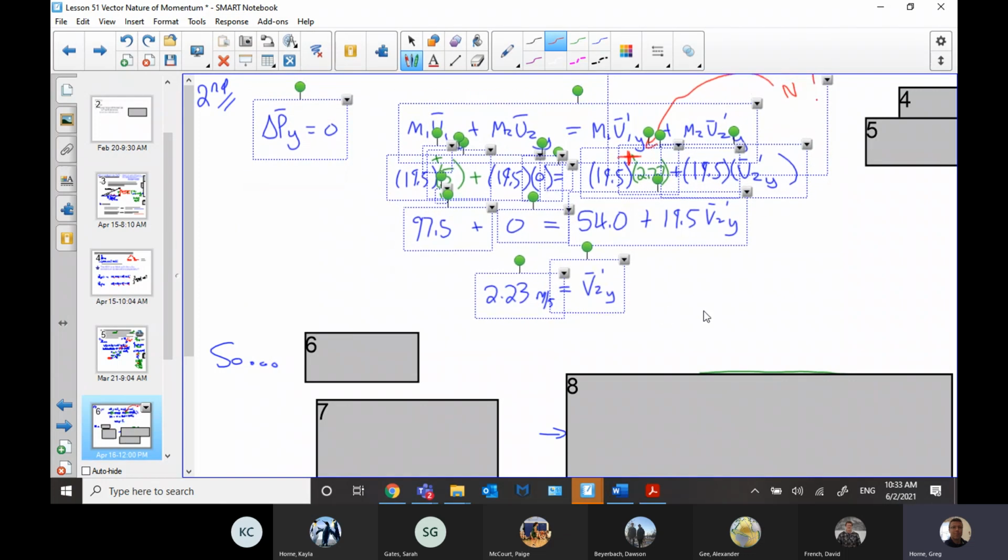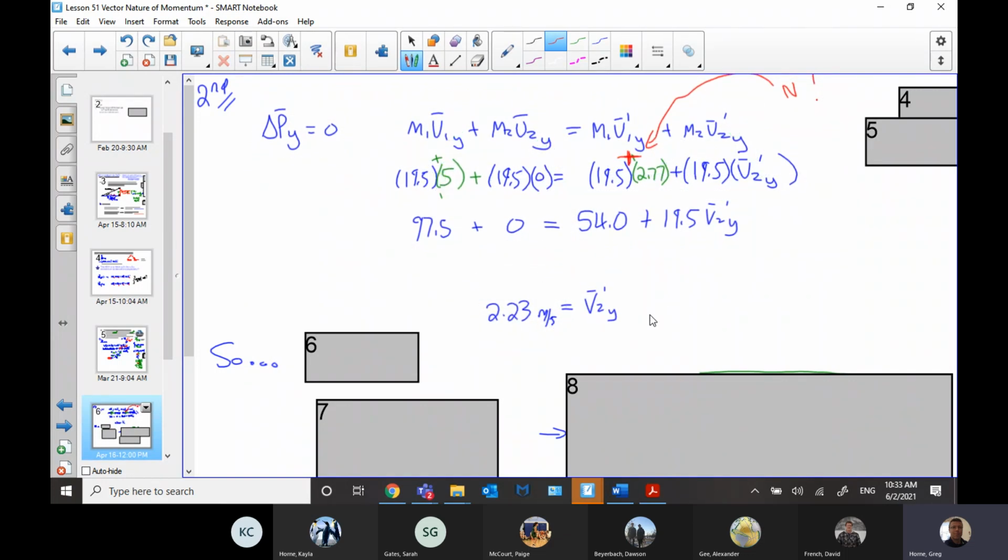I'm just going to squeak that up enough that I can show a little bit in between here while I'm waiting for copying. Whatever we have as a number there. So we'd have the 19.5 v2y prime, and dividing both sides by 19 and a half again. So what would we have for that? We'd have the 97 and a half, take away the 54, 43 and a half.